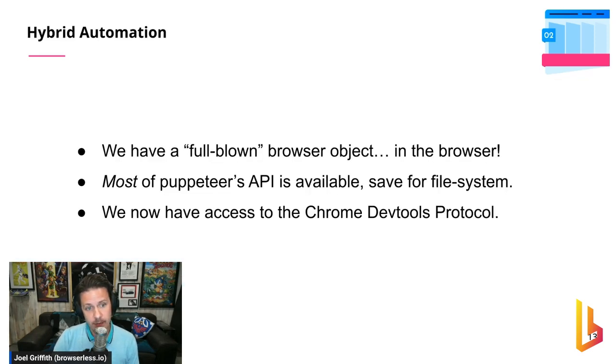So now that we got this up and running, we have a full-blown browser object in the browser. Yes, you heard that right. We are automating a web browser with yet another web browser. It's all JavaScript top to bottom, up and down, left to right. Most of Puppeteer's API is available, except for the file system stuff.